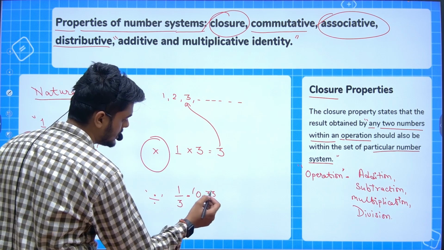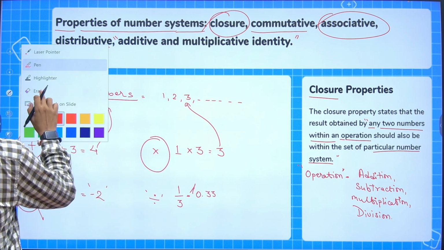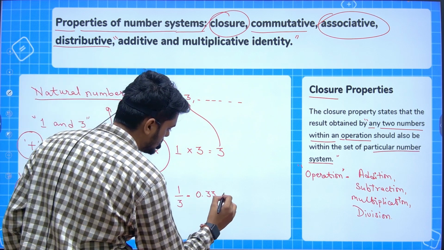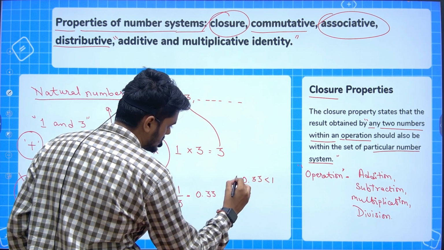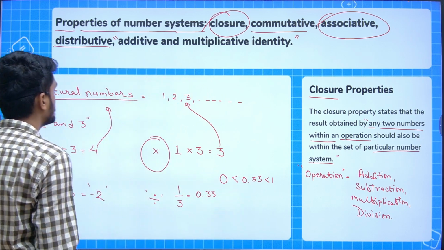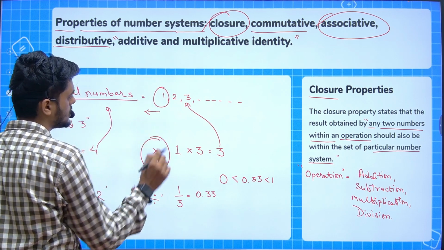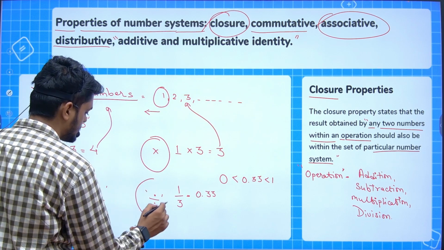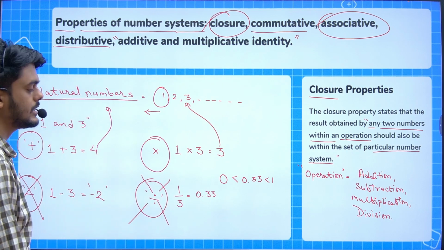Look, this is a quantity which lies between 0 and 1. It is greater than 0 but smaller than 1. But our natural numbers start only with 1 and not with a number smaller than 1. Hence, we say that the natural numbers do not hold the closure property with respect to division.